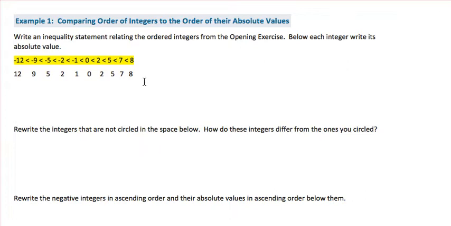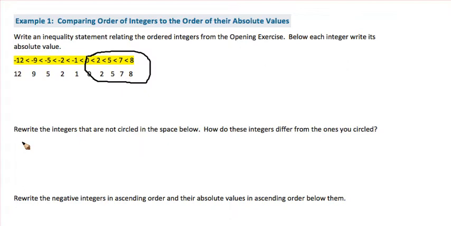So the next step is to circle the absolute values that are in increasing numerical order, as well as their matching integers. So I've circled 0, 2, 5, 7, and 8 because both the original integers and the absolute values are in order from least to greatest. The other numbers, you'll notice that 1, the absolute value of -1, is written to the left of 0, and 1 is definitely not less than 0.